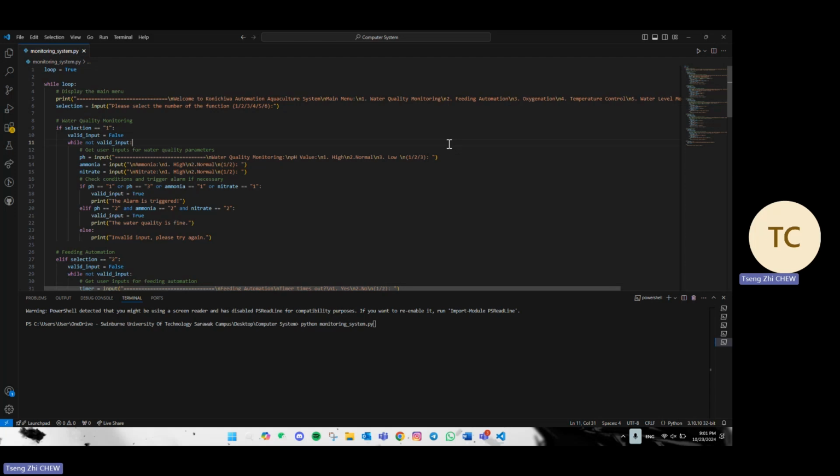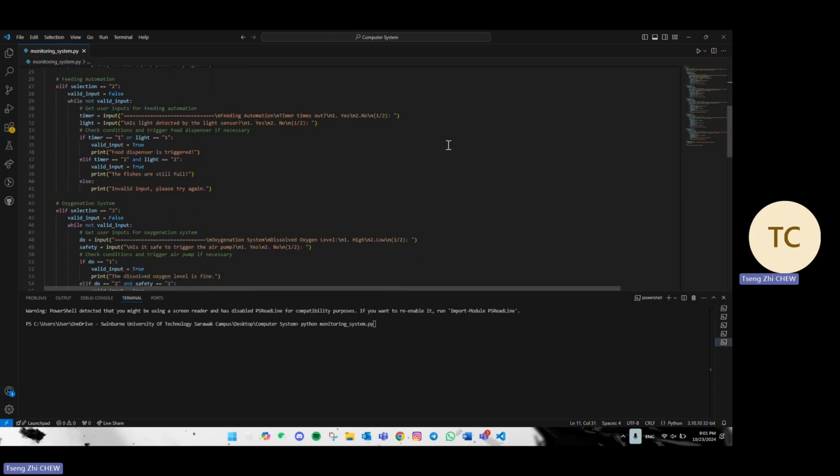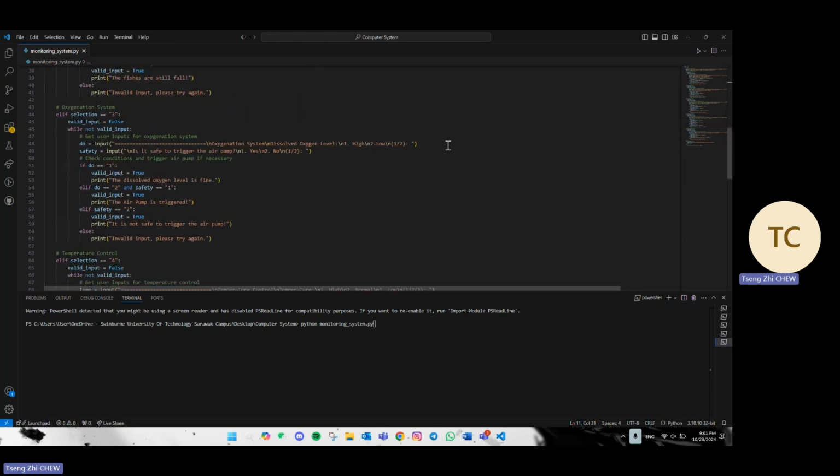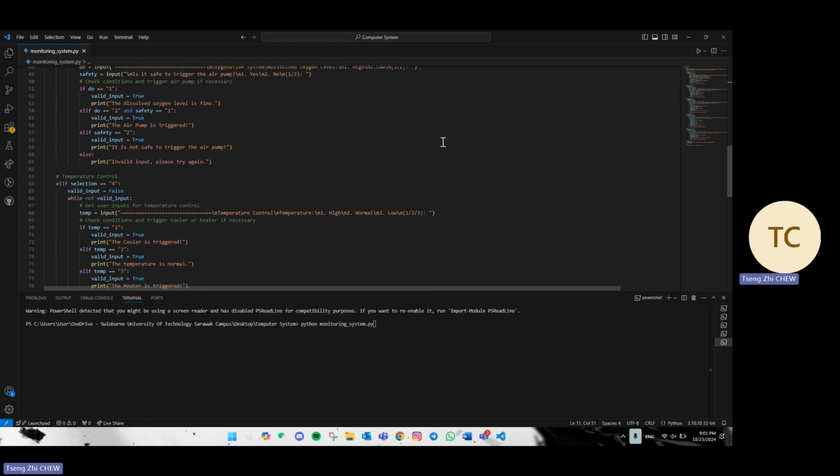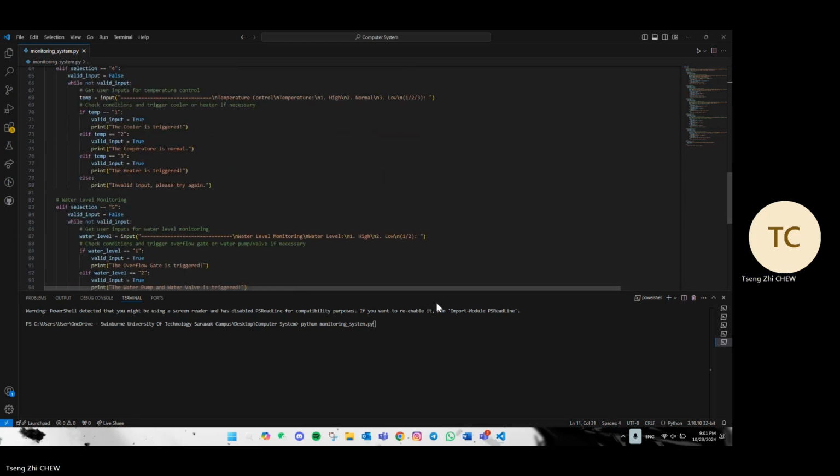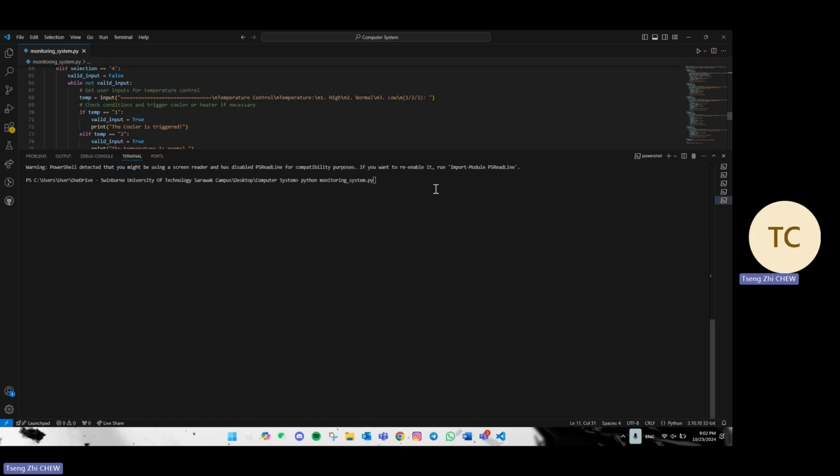So basically it consists of loops and if statements for each function. So as a user, I will key in the inputs detected from the sensors and the output will be observed to see whether the actuators are triggered or not. So let's get started.